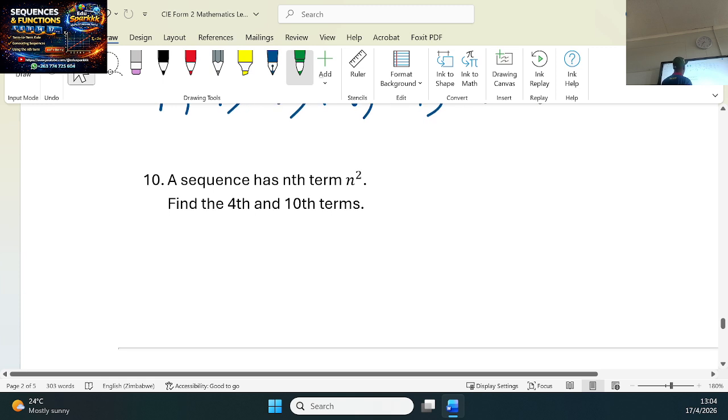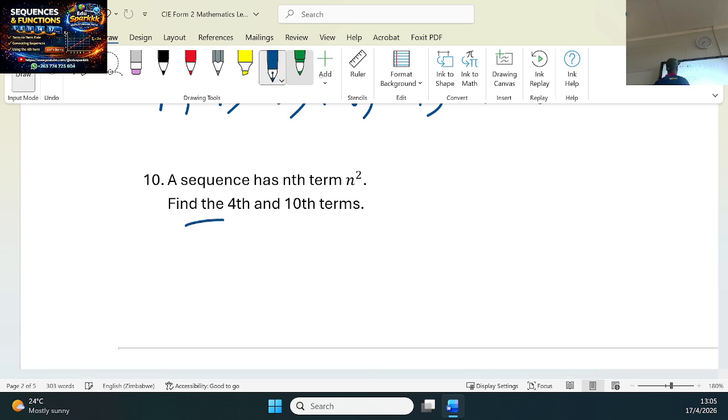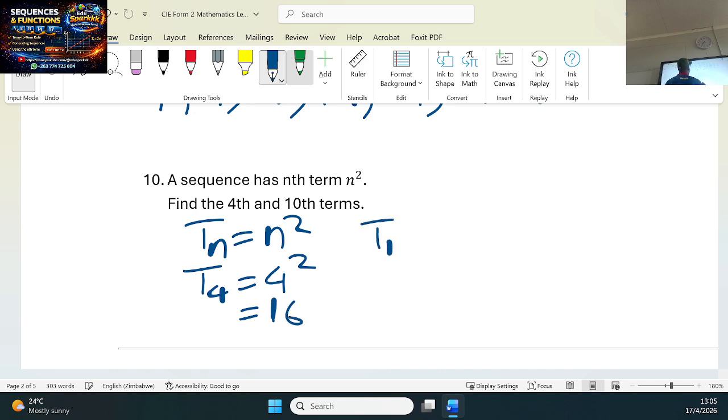A sequence is nth term equal to n squared. Find the fourth and 10th term. So we're given a formula or rule there that Tn is equal to n squared. So T4 is equal to 4 squared, which is 16. Then T10 is equal to 10 squared according to the formula, which is 100.